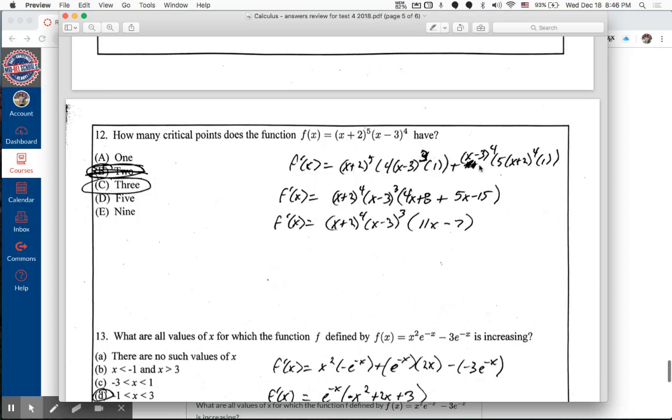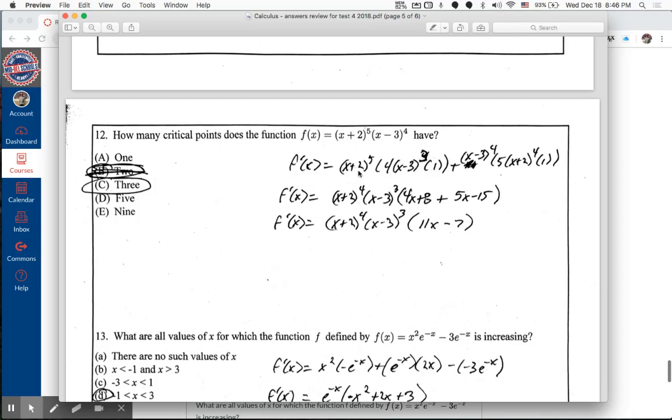So I have an x plus 2 here and an x plus 2 there. This is x plus 2 to the fourth. This is x plus 2 to the fifth. So that means I can take out an x plus 2 to the fourth. I have an x minus 3 here and x minus 3 there. This one's cubed. This one's to the fourth. So I can take out an x minus 3 cubed.